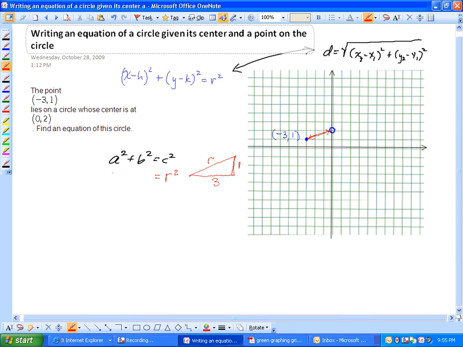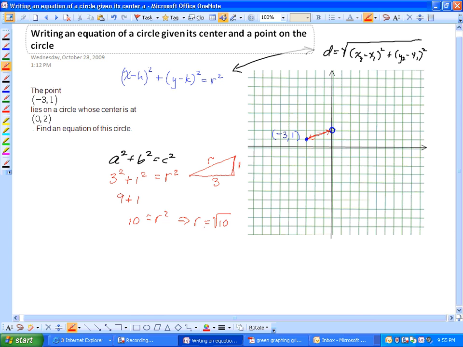And in this case, the hypotenuse is r. So if we're trying to find r, we can go 3 squared plus 1 squared equals r squared. So that's 9 plus 1, or 10, is r squared, which implies that r is the square root of 10. So that's one of your options.